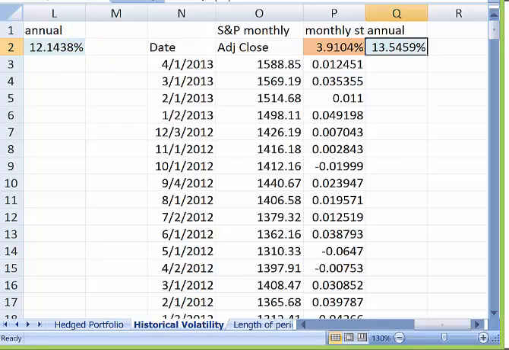And this is how you can convert from different time intervals, right? Daily, monthly, or if you would like, by seconds, milliseconds, calculate the standard deviation, and then you can extend that.